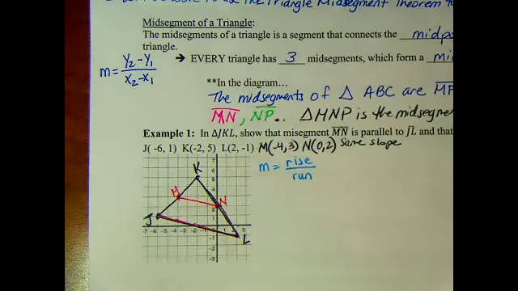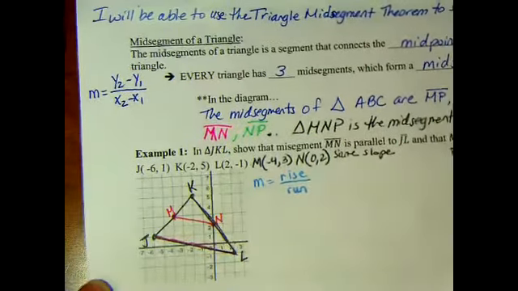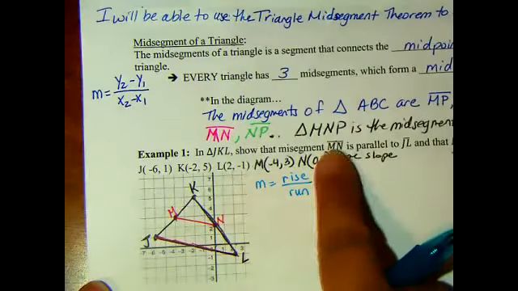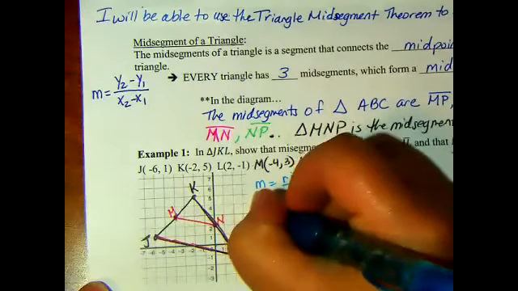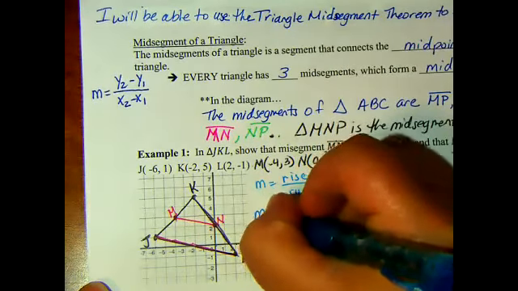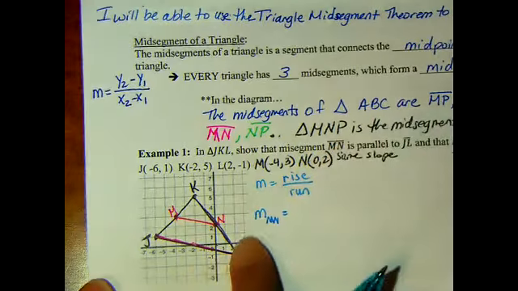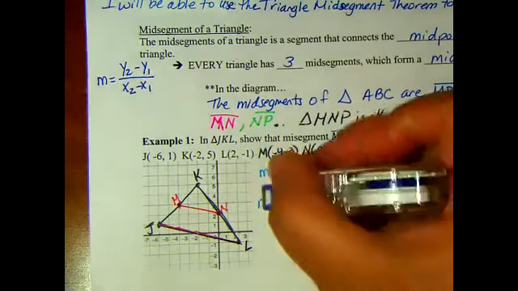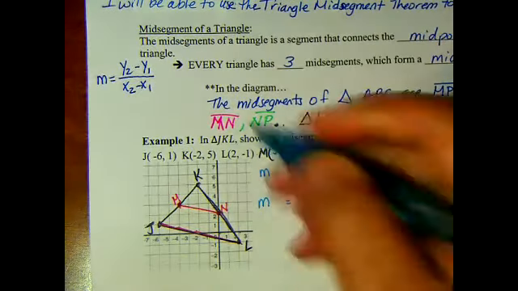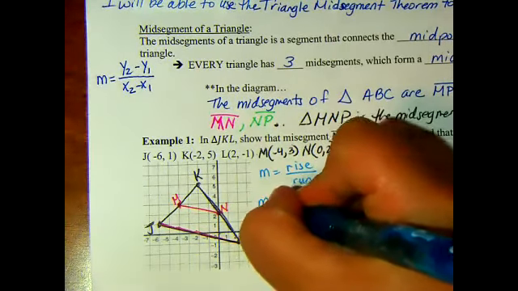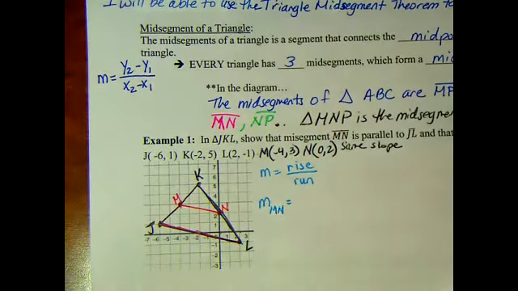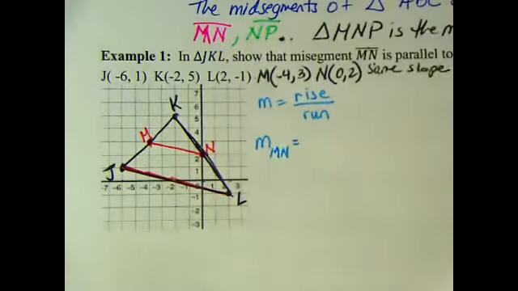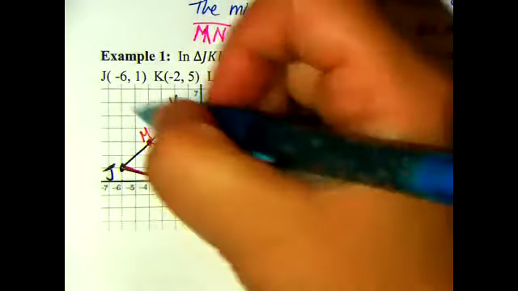That's our slope, okay? So let's find the slope of MN. I'm trying to find the slope of MN. You guys cannot see what that is down there. It looks bad. Okay, that's the slope of MN. So what am I gonna do? I'm going to literally count.